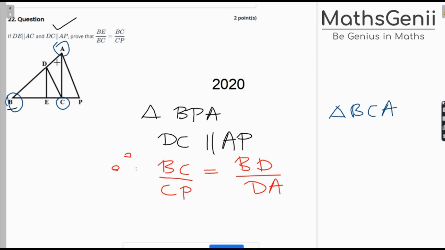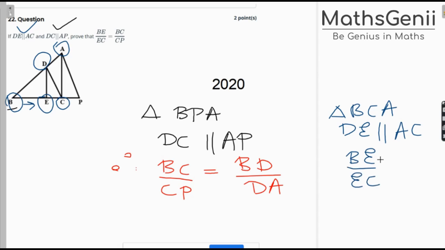What is the condition given to me for this triangle? See the condition. DE is parallel to AC. This is given to me. Whatever is given, I'm going to use that. DE is parallel to AC. So what does that mean? What can I write? DE upon EC is equal to BD upon DA.